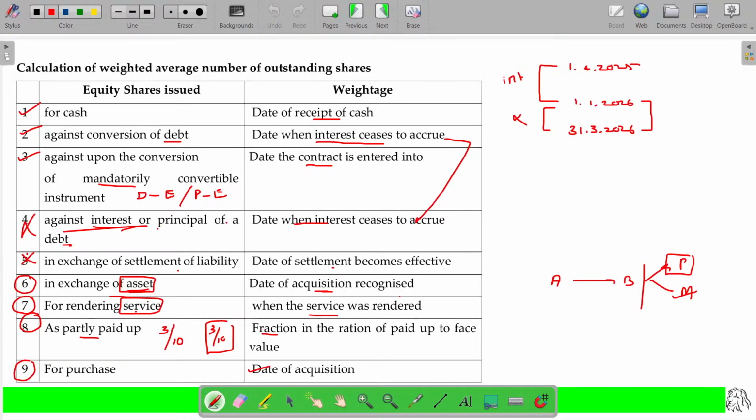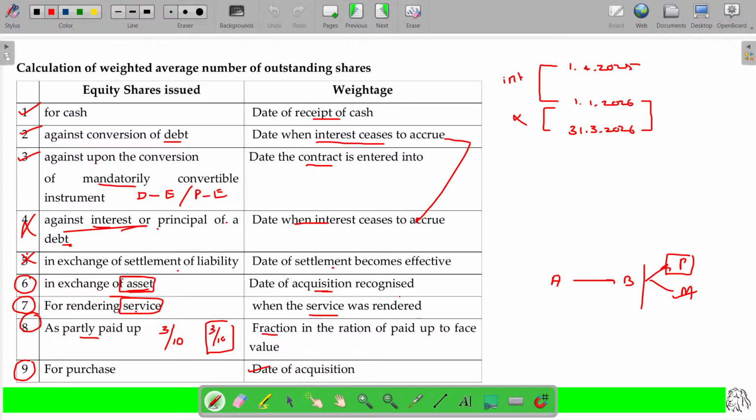Anyhow, the purchase and merger concept is not applicable for your study at your inter level. You might have studied in your partnership chapter in your group 1 syllabus: partnership amalgamation, partnership conversion. Similarly, a company can be merged with another company. This is called merger, where we have 2 types: one is merger, another one is purchase.